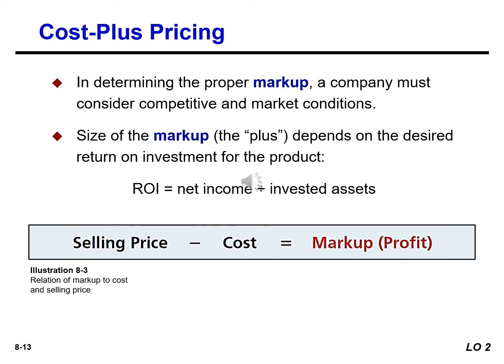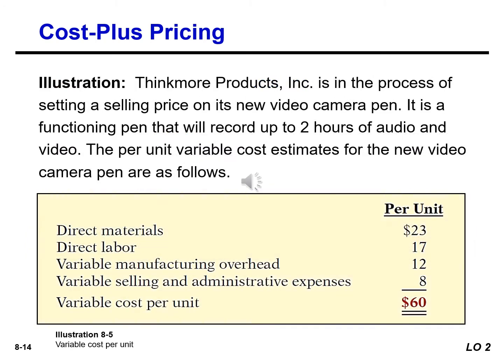Companies will set their return on investment, or ROI, to determine how much profit they want to make on their products. Take time to follow this example for Think More Products Incorporated. It's a good illustration of cost plus pricing. It continues on the next few slides.